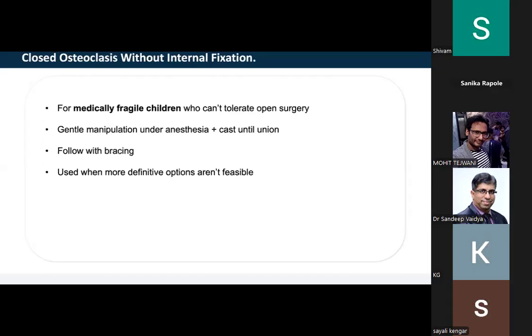So, closed osteoclasis is generally done in very medically fragile children where blood loss and physiologic stress of open surgery is very high, and when these deformities cause caregiving difficulties and other methods are not feasible. That is when you do closed osteoclasis under anesthesia or sedation. Gentle manual correction is done, and then a cast is applied till union. As there are no internal splints in the form of implants, the recurrence of this deformity and fractures remains likely. That is why we have to transition them to a brace after removal of the cast.